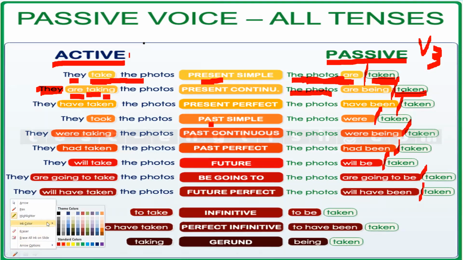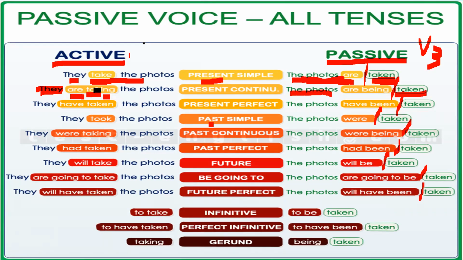Imagine that we took the main verb take, and the rest here are plus ing. Can you use are taking? No, we can't. That's why we have to use the carrier in English, which is verb to be, and put be here to become being, because the main verb take is converted to taken, V3. So the sentence will be: the photos are being taken.